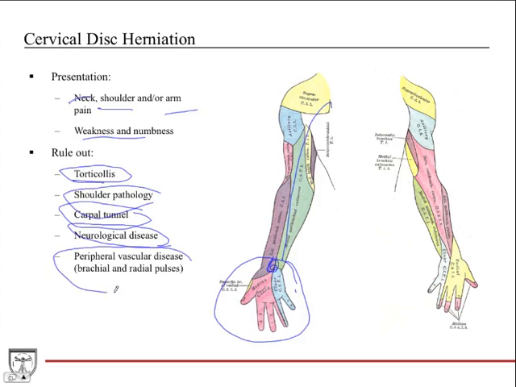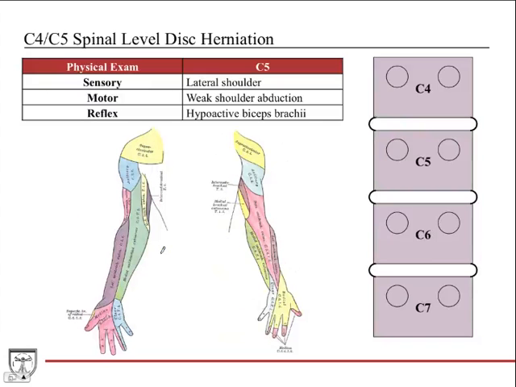Peripheral vascular disease can also have a similar presentation, so you want to check their brachial and radial pulses. Another thing, which is rare, but maybe in a test question, you'd want to rule out thoracic outlet syndrome as well. That's something that could cause it. We'll talk about thoracic outlet syndrome when we talk about the shoulder and that part of the upper extremity.